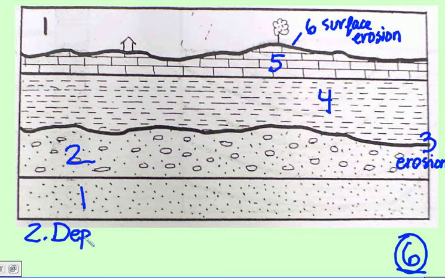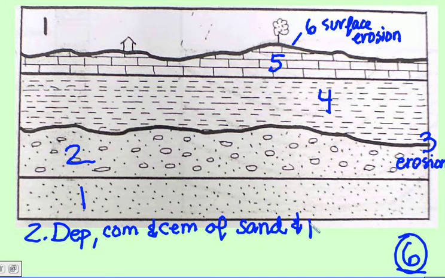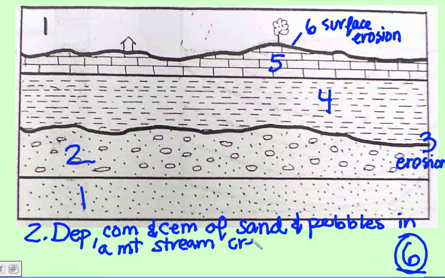Deposition, compaction, and cementation of sand and pebbles in a mountain stream environment creates, and then I would end with the rock type, conglomerate. And again, all that is coming right from the rock key, reading left to right of all the steps needed to make that rock type.